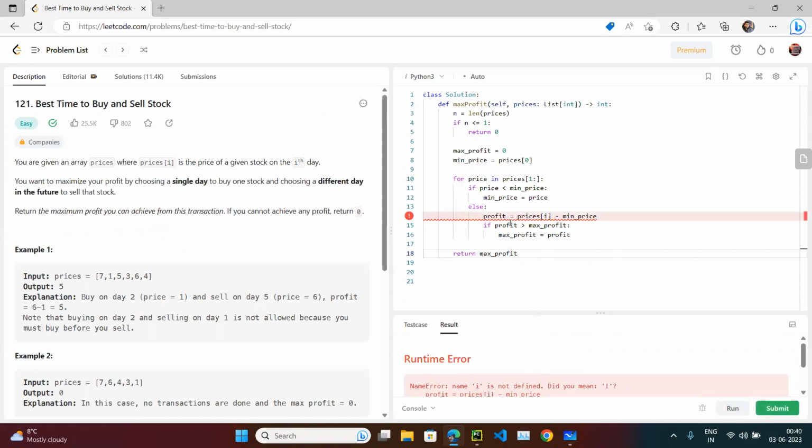Okay, so it's price only, price minus minimum price. So let's try to run it. So sample case has been accepted. So let's try to submit.